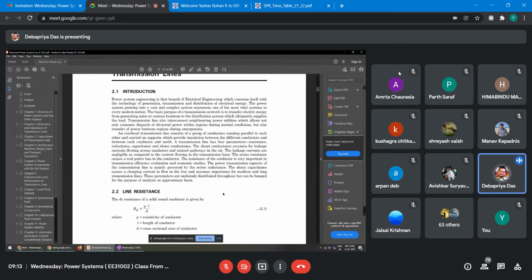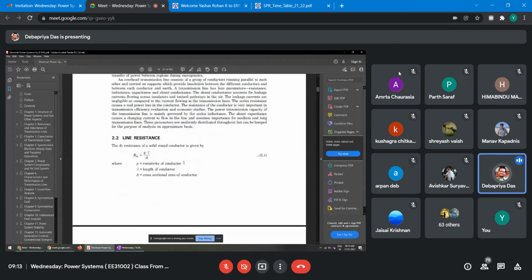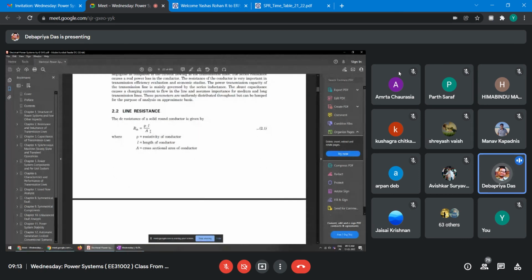First we will see the resistance, which is very simple, and then we will see the inductance, right? So line resistance, you know that it is rho L upon A. This you have studied in physics, right? So rho is the resistivity of the conductor, L is the length of the conductor, A is the cross sectional area of the conductor. This is right? Rho L upon A.